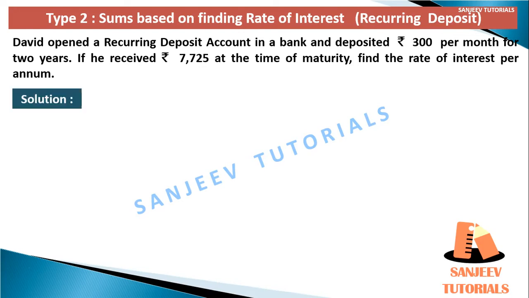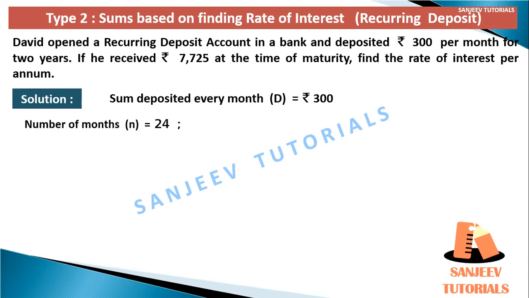Okay, the data available in this sum is as follows. Sum deposited every month is rupees 300. Total time is 2 years. That means number of months is equal to 24. And rate of interest we are supposed to calculate. It is given that maturity value is rupees 7725.